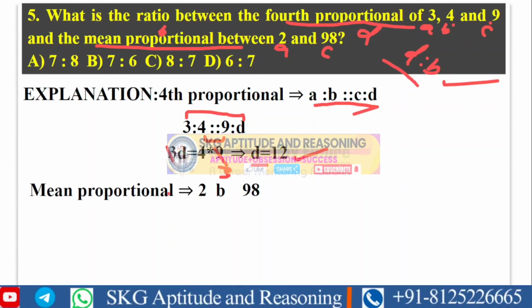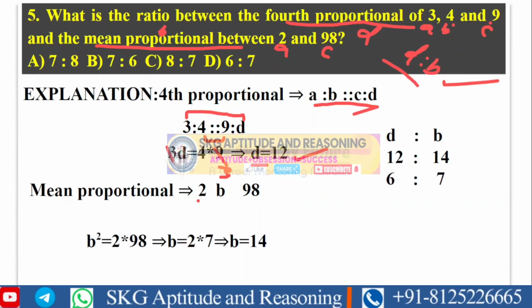Next we'll go for the second part. We need to find the mean proportional. We'll get the A and C values, and we need to find the value of B here. The basic formula we know is B square is equals to AC. If I substitute those values here, B is equals to the square root of 2 into 98. So I'll get the value of B is equals to 14.